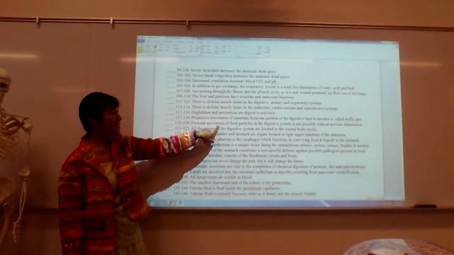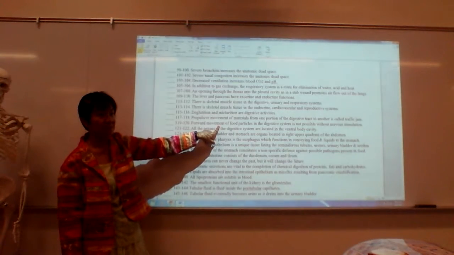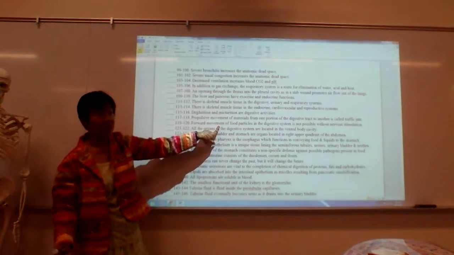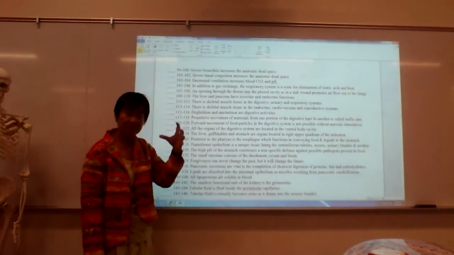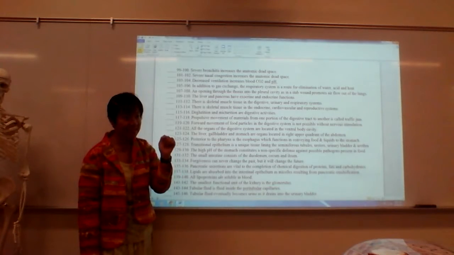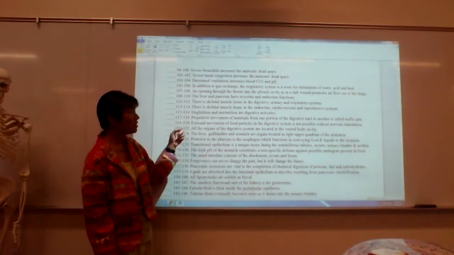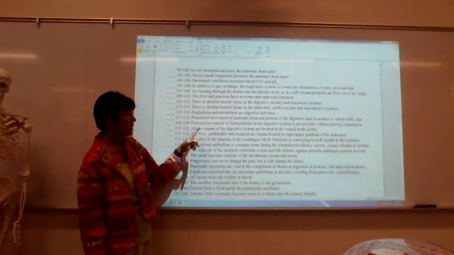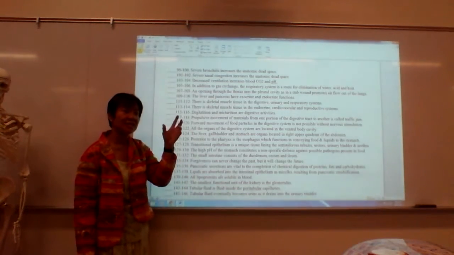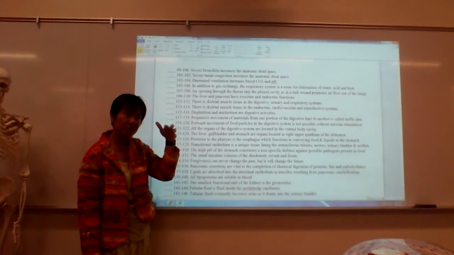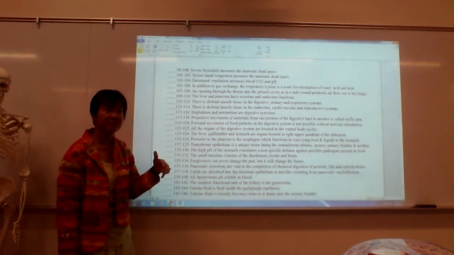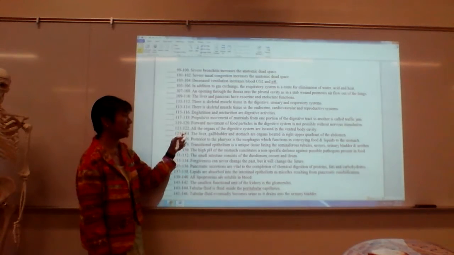Forward movement of food particles in the digestive system is not possible without nervous stimulation. That's true, very good. Movement is muscle, and muscle has to be excited. Remember the excitation-contraction coupling? No muscle will contract unless it's stimulated. Remember when we looked at the wall of the digestive system? I said the nervous system is important in regulating digestion.